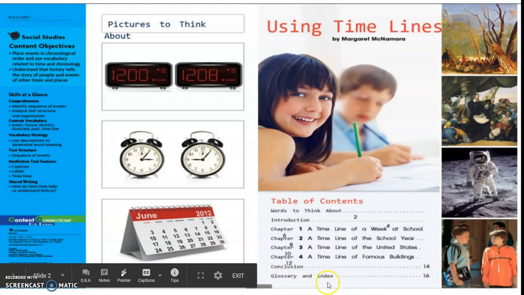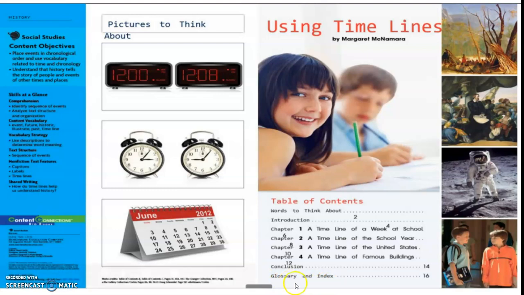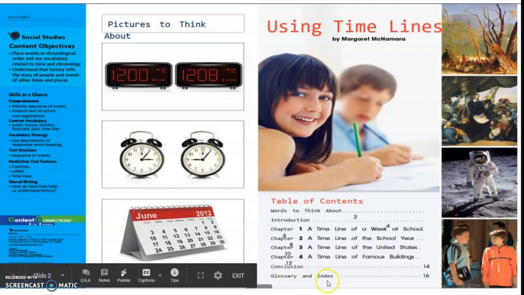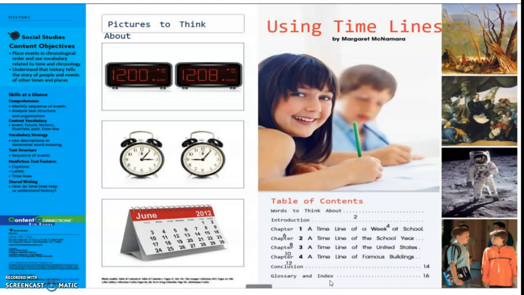And then, of course, it has a glossary and an index. And we know that glossaries are dictionaries just for this book that talk about words from this book. And an index is where we can find information. Like if I wanted to look up famous buildings, I could look in the index. It would tell me what pages to find famous buildings.